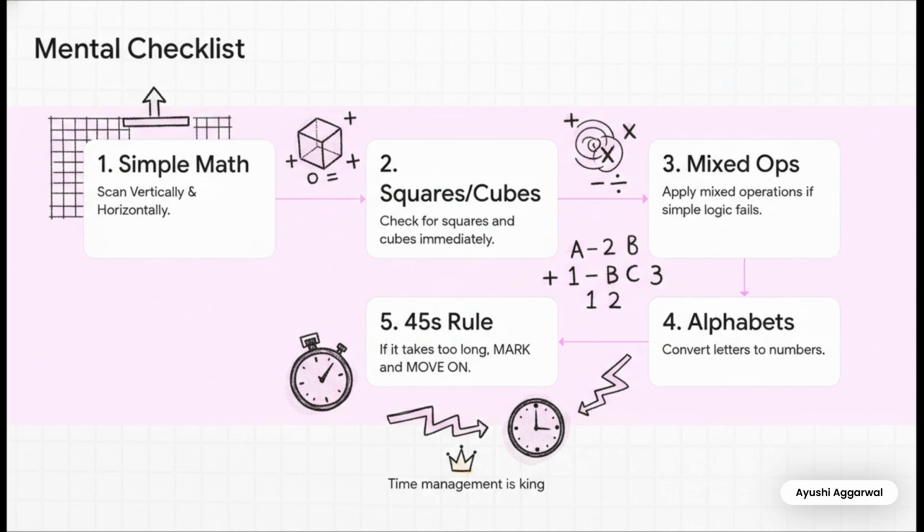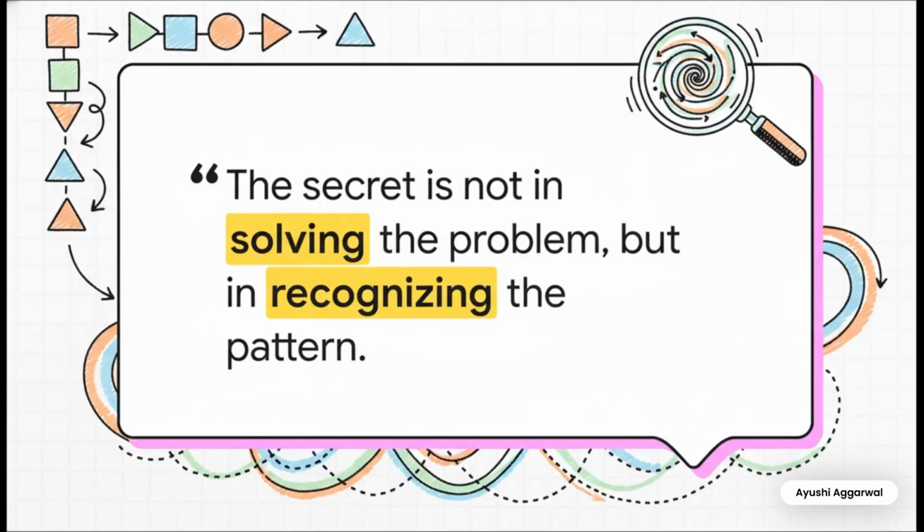First, simple row and column logic. Then check for squares and cubes. Then mixed operations. If you see letters, convert them to numbers. And most importantly, rule number 5, don't let it become an ego issue. If you can't solve it in 45 to 50 seconds, mark it and move on. Time management is king. Always remember this.